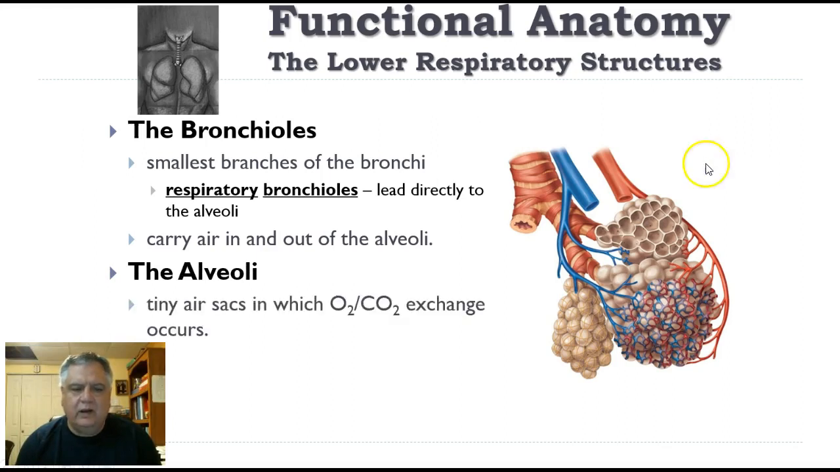What are the alveoli? Well, see these tiny sac-like structures right here? These are the alveoli. They tend to cluster at the end of the respiratory bronchioles into grape-like clusters. These are tiny air sacs, and their importance is this is where oxygen and carbon dioxide exchange between the lungs and the blood is going to occur.